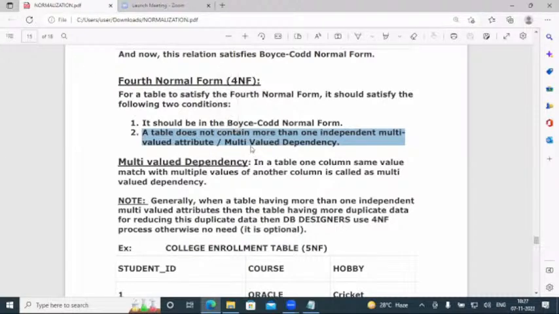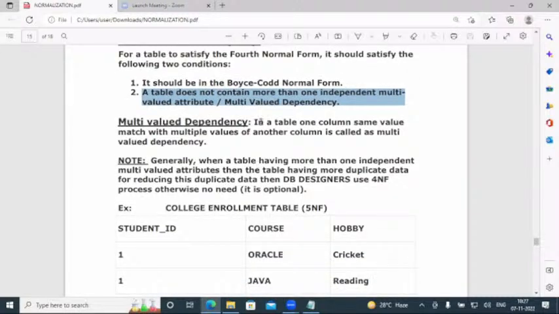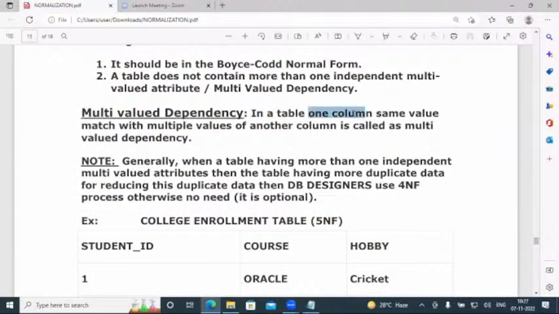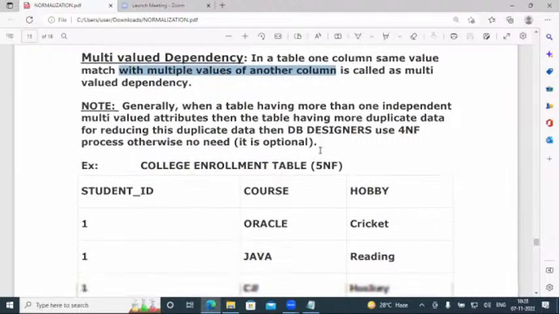So what is multi-valued dependency, sir? Here, observe. In a table, one column, see the definition, very important to understand first of all: the same value of one column matches or joins with multiple values of another column. Then it is called a multi-valued dependency. Got it? Now we can see an example.